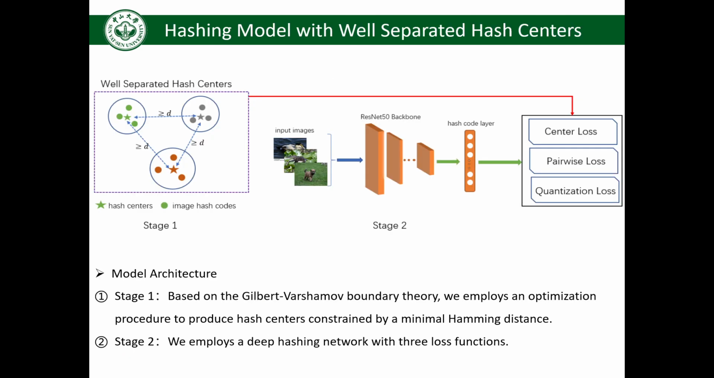Now I will introduce our proposed model. The proposed hashing model can be divided into 2 stages. In stage 1, based on the Gilbert bound theory, we employ an optimization procedure to produce hash centers constrained by a minimal Hamming distance. In stage 2, we employ a deep hashing network with 3 loss functions to generate hash codes.